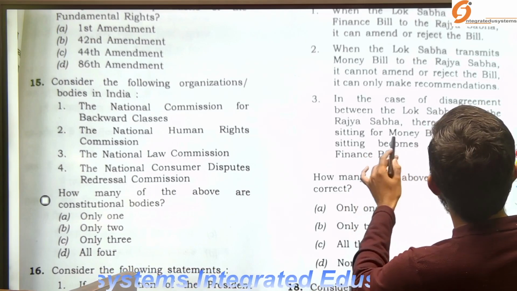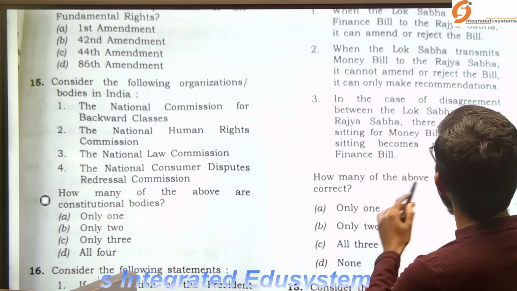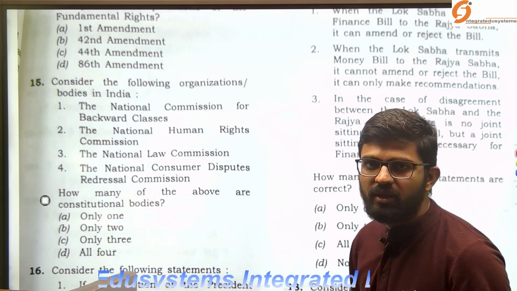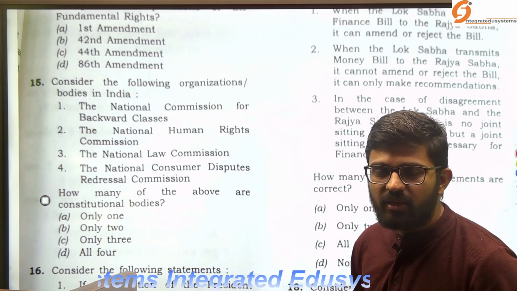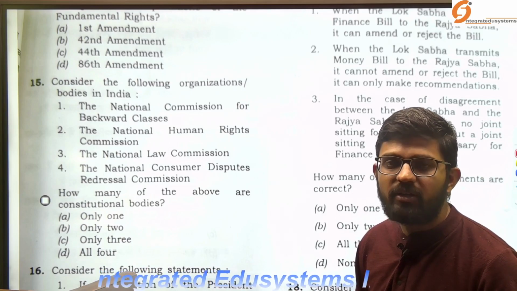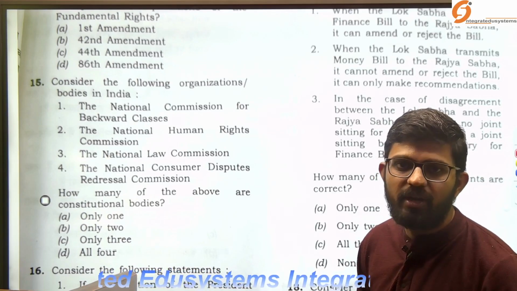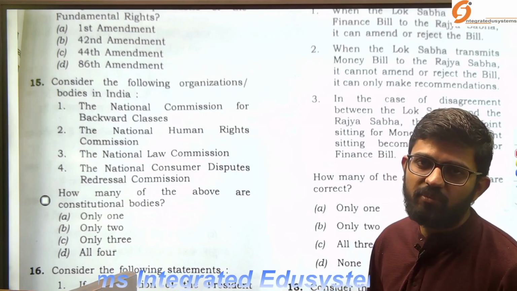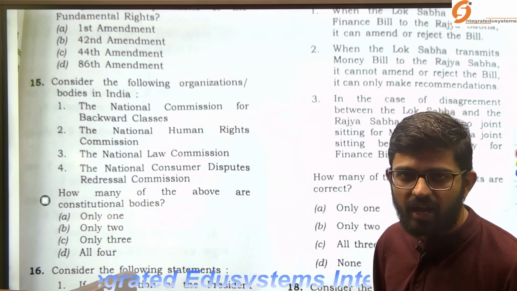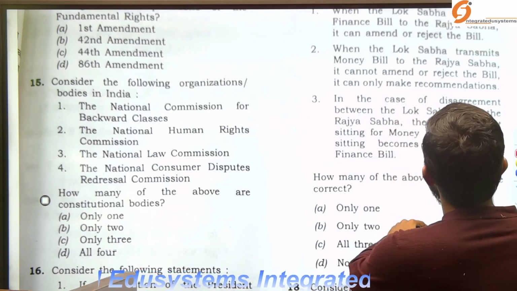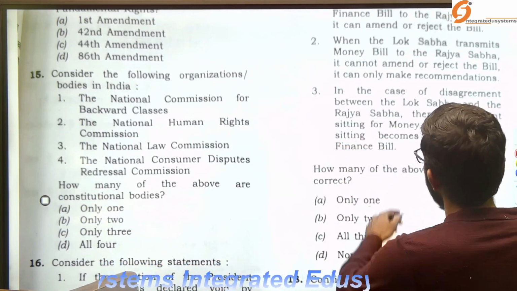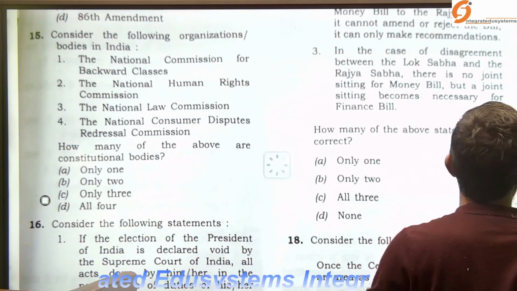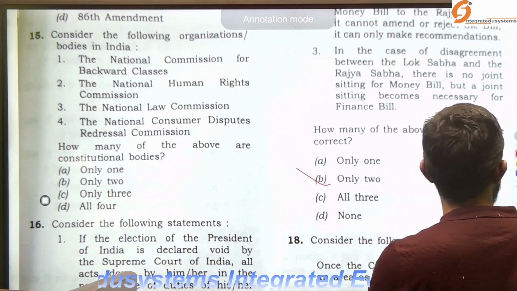Third, in case of disagreement between Lok Sabha and Rajya Sabha, there is no joint sitting for a money bill, but a joint sitting becomes necessary for a finance bill. See, there can be disagreement, but the power of Rajya Sabha is only to recommend. So there is no question of disagreement between them. It is considered as passed even if you don't act. So it is a right statement. So the answer is B.